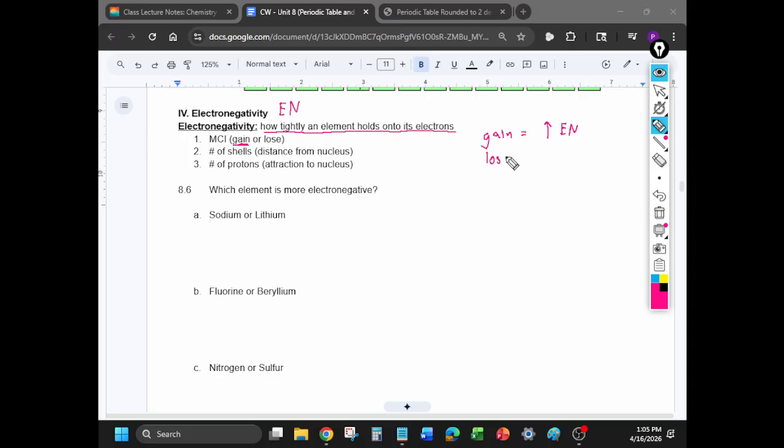But if its most common ion wants to lose electrons, it's going to drop electronegativity. Because if you want to get rid of your electrons, you're not going to be holding on to them very tightly. You're just going to be giving them away. So if an element wants to gain electrons, it's going to increase the electronegativity. If it wants to lose electrons, it's going to decrease the electronegativity.